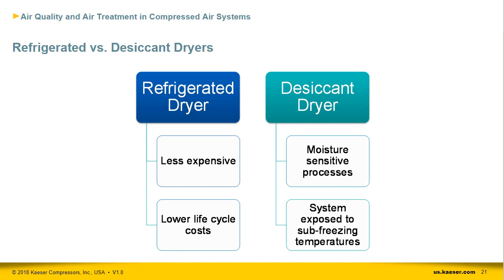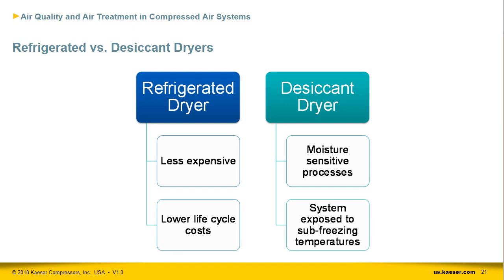Desiccant dryers use purge air to recharge the desiccant bed, so you're losing compressed air to this operation. They can get temperatures or dew points down to 0 degrees Fahrenheit, minus 40 degrees Fahrenheit, or minus 100 degrees Fahrenheit. So that's significantly lower than a refrigerated dryer. Plus, the desiccant will need to be replaced as a normal maintenance item, which can be expensive. And they are only really necessary for moisture-sensitive processes, like with some electronics, medical, or pharmaceutical applications.